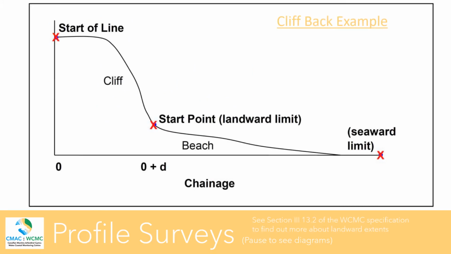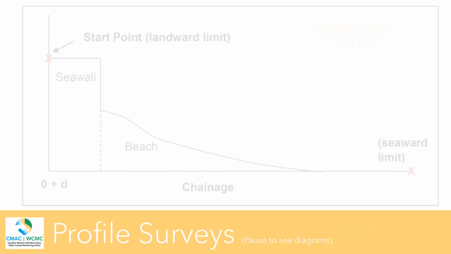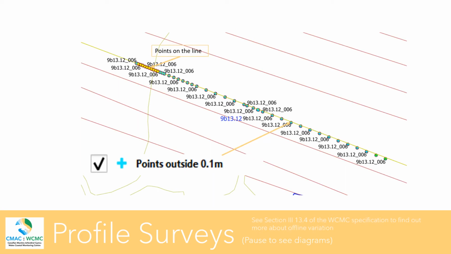When surveying profiles, we determine the landward boundary to be surveyed at each location by the beachhead type. This can be defined by any of the diagrams on screen. We also check that our staked points lie within plus or minus 0.1 meters of the predefined line, which can be checked against the brief documents.